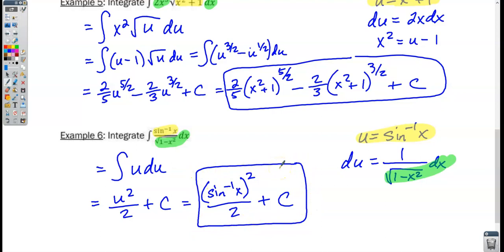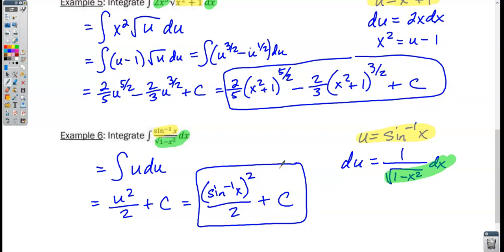Know that the -1 is not an exponent, so you cannot apply the 2 to that and make it the sine to the -2 of x. Please, please, please remember that when we have that -1 with our trig function like that, it's representing the arcsine and not 1 over the sine.